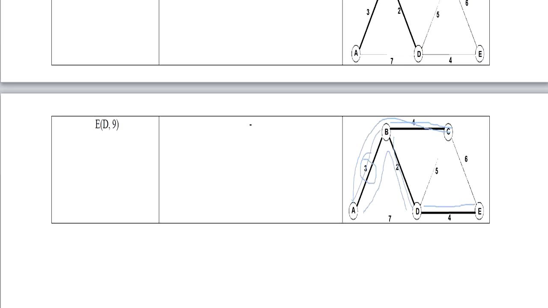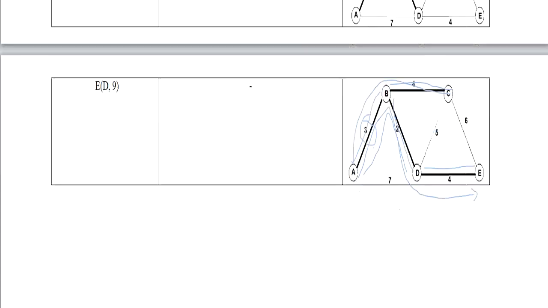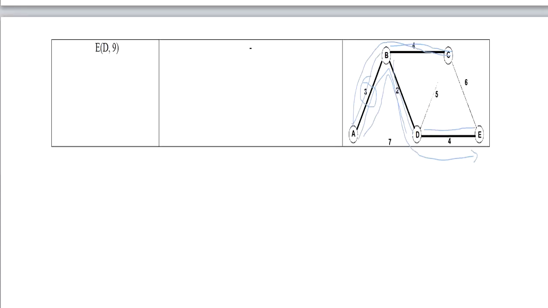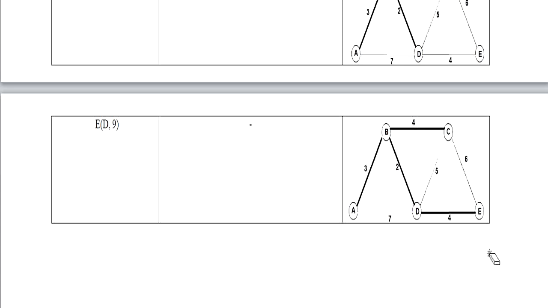From A, can I reach E? Yes, I can reach. Its route is something like this: A to B, B to D, D to E. So this is the route. So this is how we are going to devise the minimum cost. Finally, I got this graph after placing the edge from D to E.